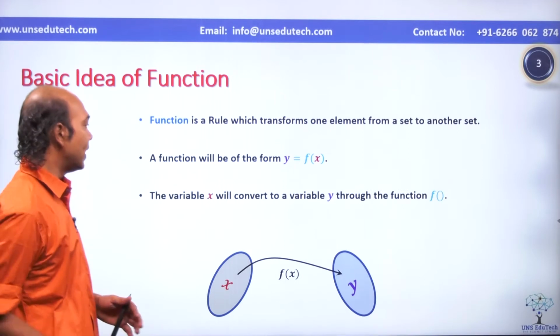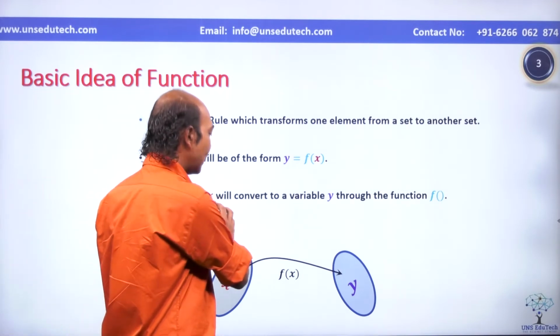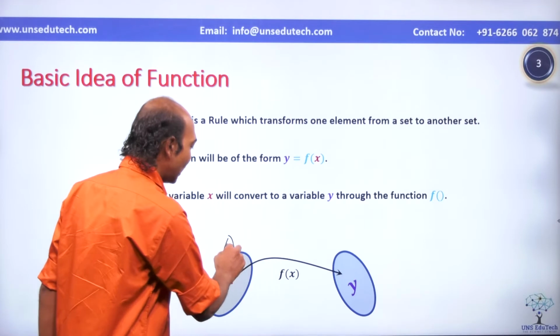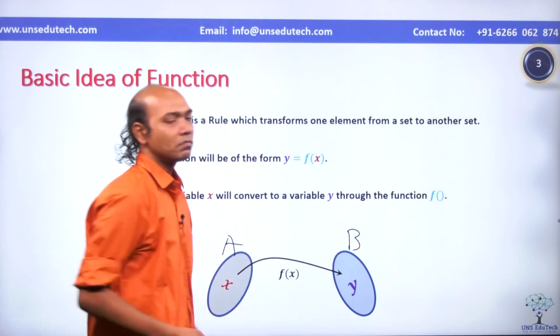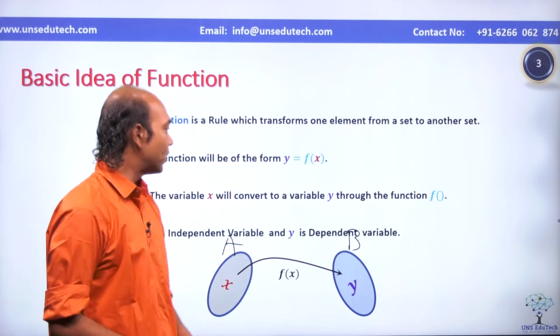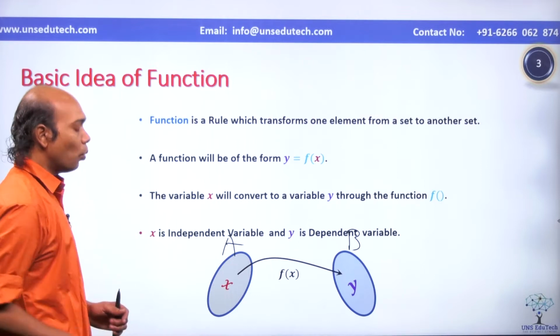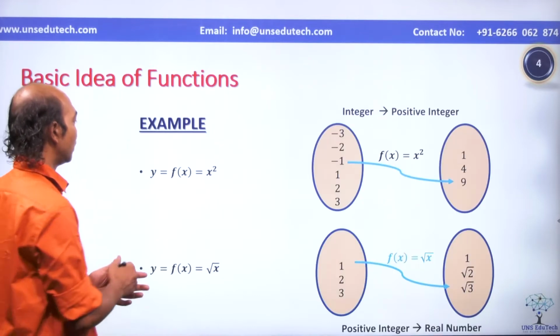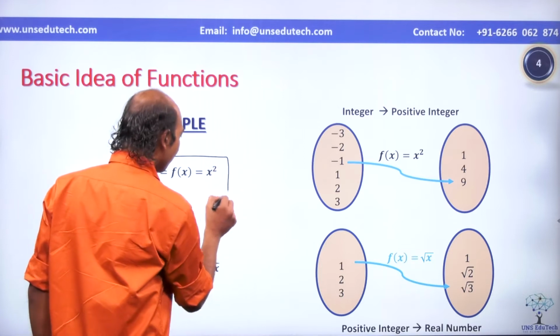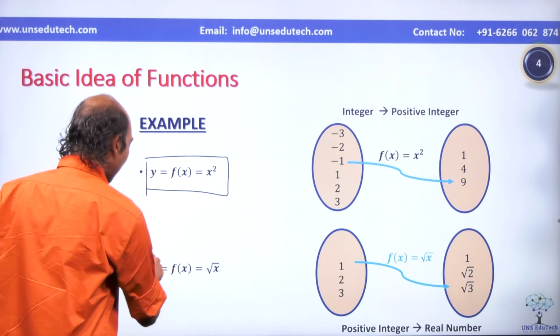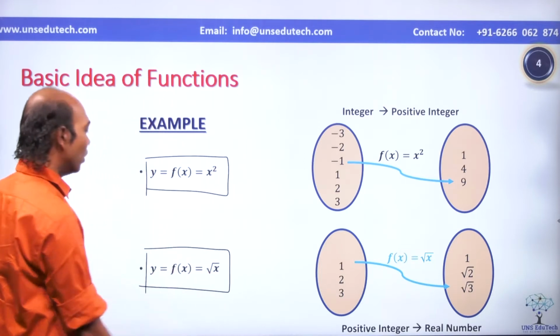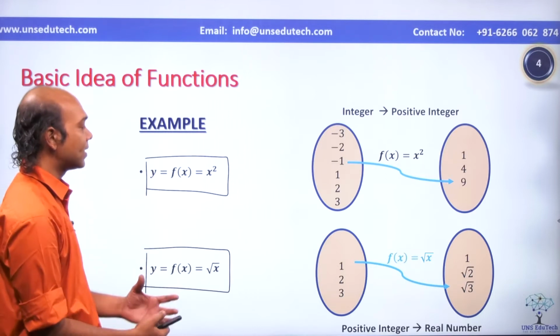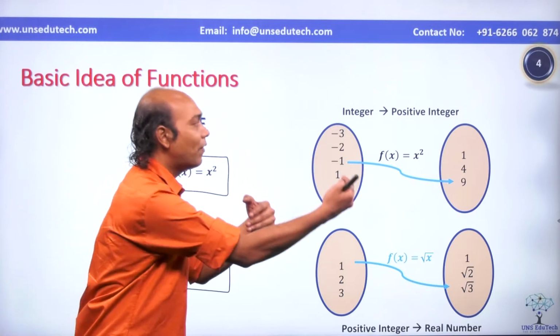Now here it converts all the elements in the set A to another set B, and that's a function. Now take an example. In this example we can think about two functions: y equal to x square, and another function, y equal to root of x. In those cases, just try to find out what the values are.